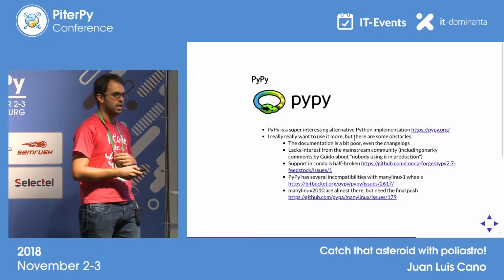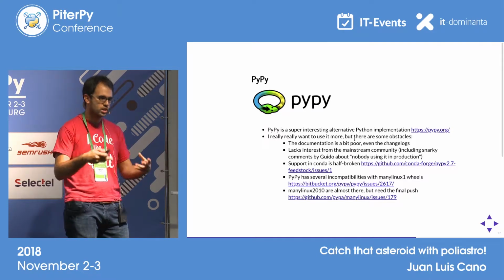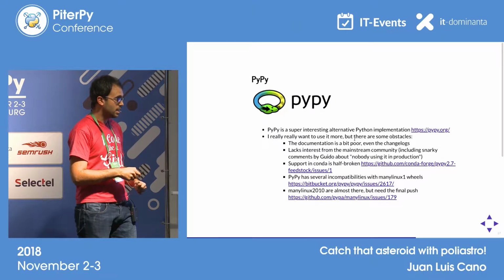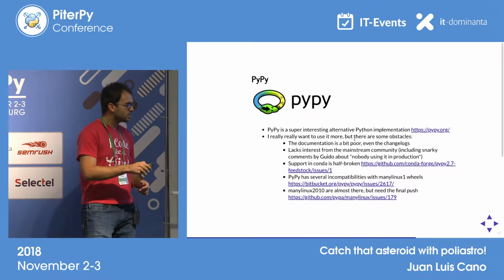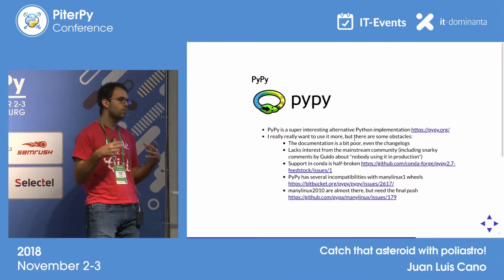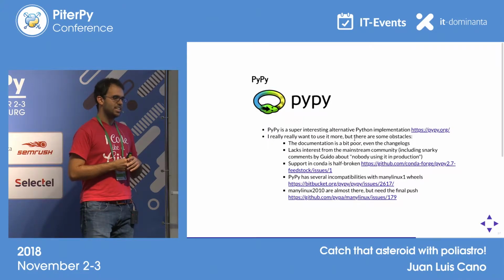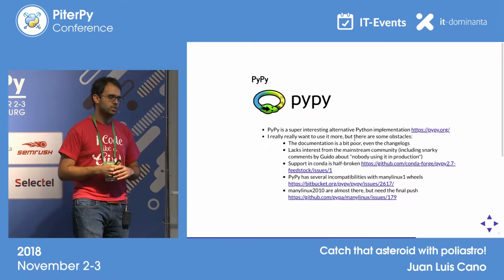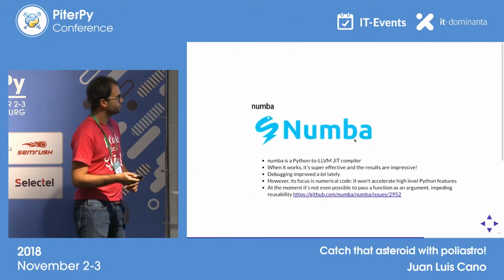Also, conda support is half broken. You don't have the opportunity to separate the packages and to only use PyPy packages, etc. It has some incompatibilities with many Linux 1 wheels, which is the wheel format that we use nowadays. And there's a second iteration going on, manylinux2010, based on a more modern CentOS version, I think. But it needs some love. It's almost there, but the people involved in the pull request need to do the final push. So until then, we cannot do much.